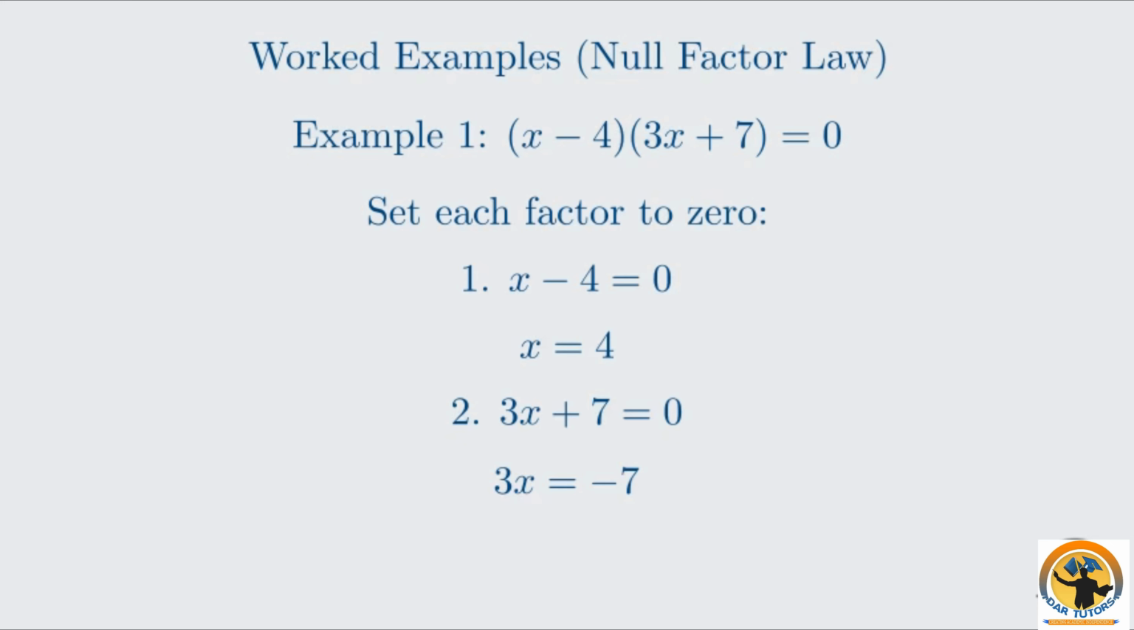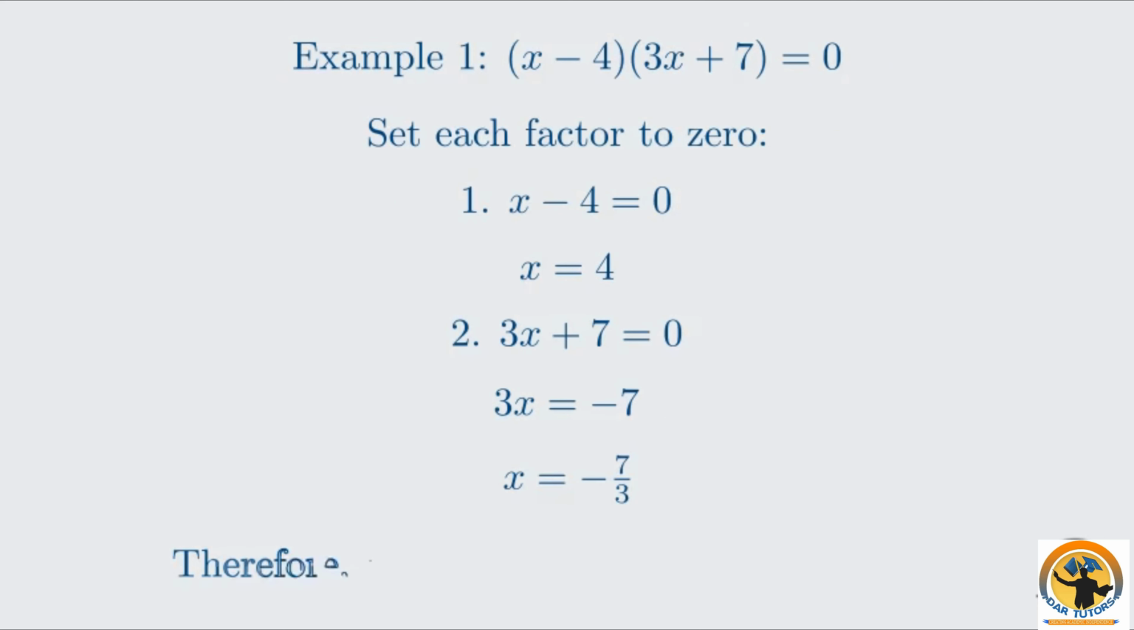For the second equation, we subtract 7 from both sides to get 3x equals negative 7, and then divide by 3 to get x equals negative 7/3. Therefore, the solutions are x equals 4 or x equals negative 7/3. It's important to remember that this method requires the equation to be fully factored and one side to be 0. If it's not, you must first rearrange and factor it.